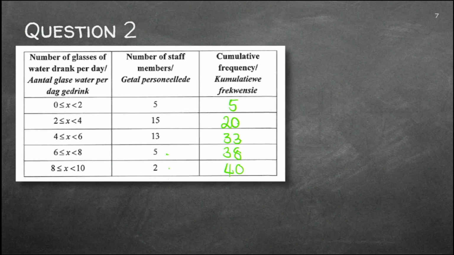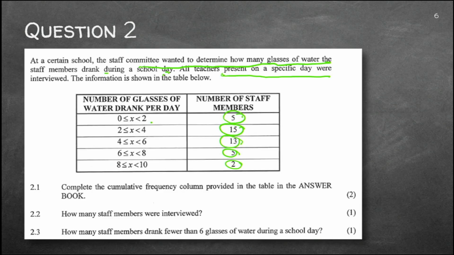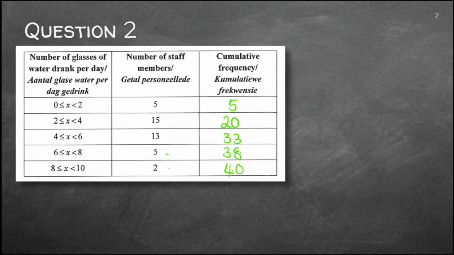Now we go back. What questions do they have? How many staff members were interviewed? Okay, 40, because the cumulative frequency clearly indicates that 40 members were interviewed. So for the next one, so 2.2 would just be 40 staff members.